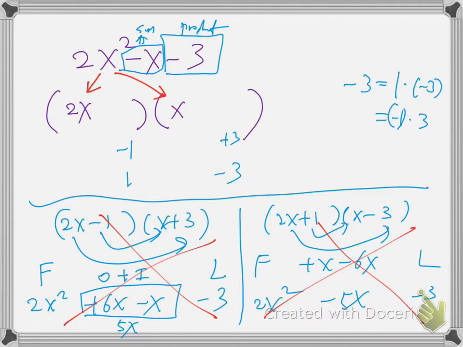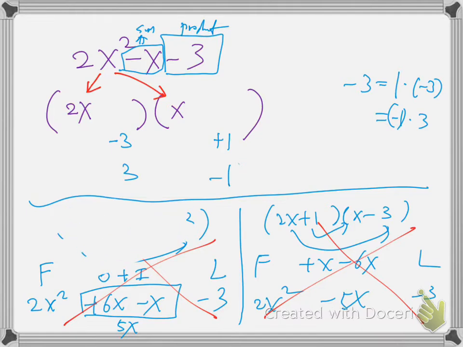So for harder cases, if A is not 1, the trial and error method is also not very easy. Okay, so now let's put 3 on this side and 1 on that side. So we may get -3, +1, or +3, -1. So now let's check the third case.